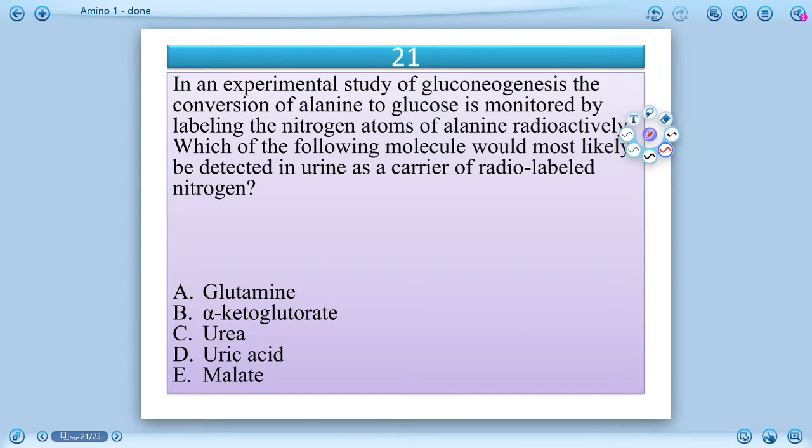In an experimental study of gluconeogenesis, the conversion of alanine to glucose is monitored by labeling the nitrogen atom of alanine radioactively. Which of the following molecules would most likely be detected in urine as a carrier of radioactive labeled nitrogen? Urea, not uric acid. See, alanine is deaminated, right? Its ammonia is removed, and its carbon is used for sugar. So the ammonia is carried where? In urea.